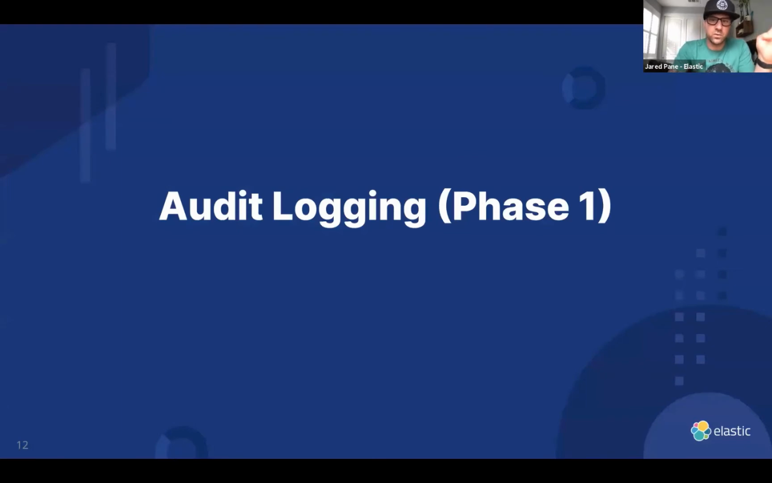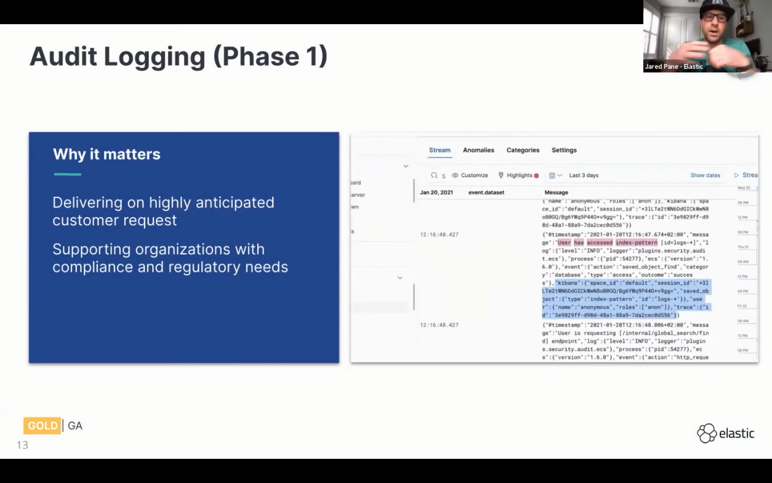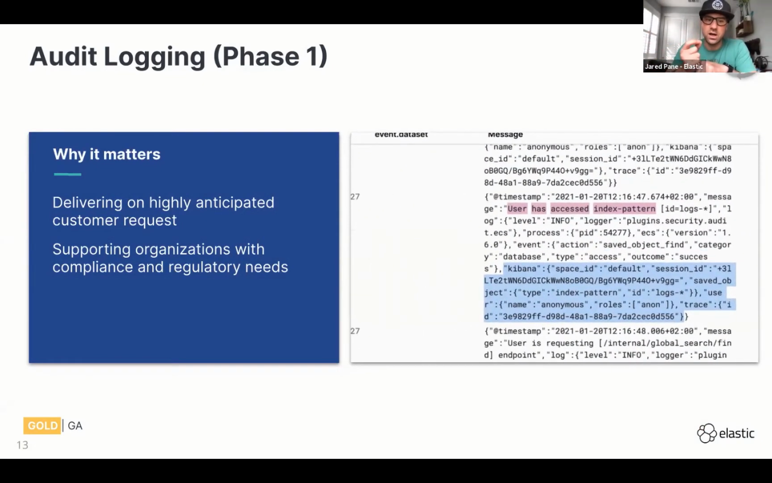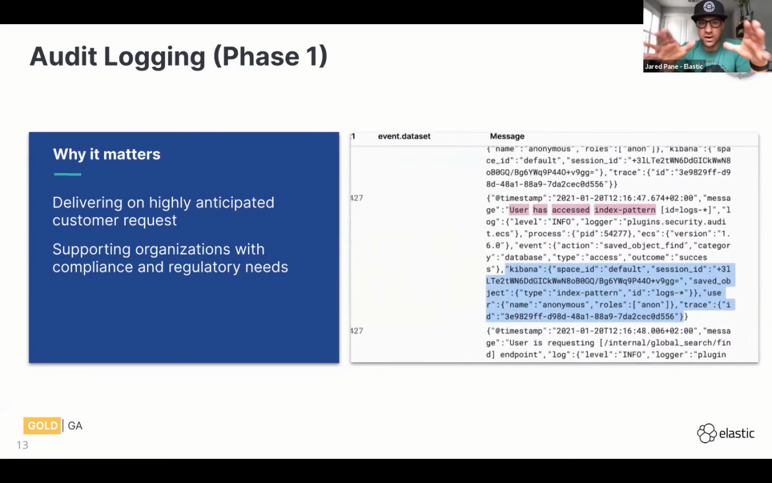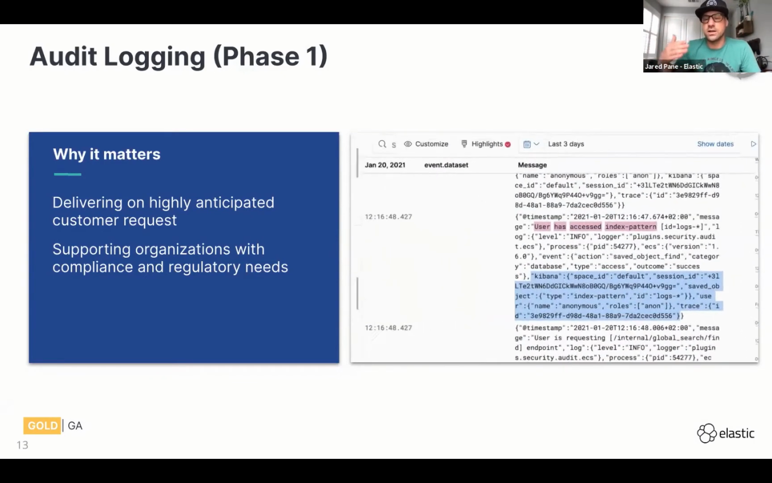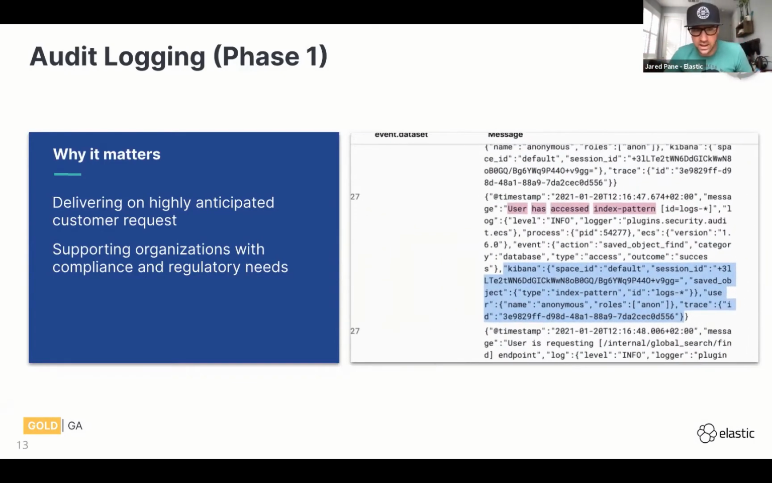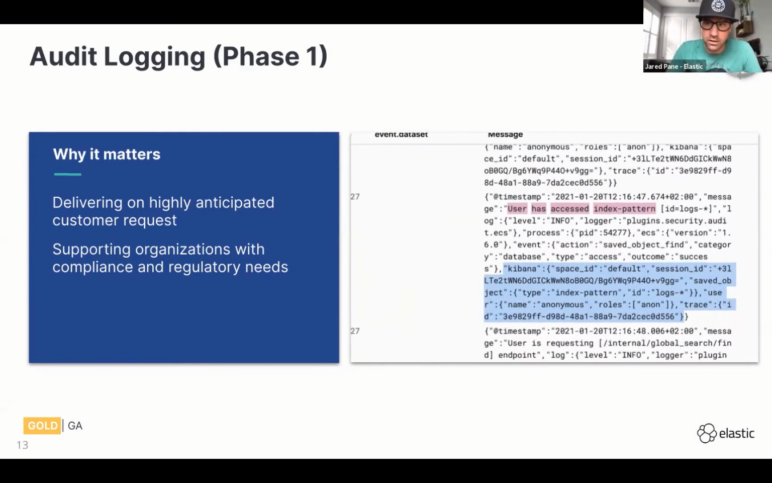Audit logging, phase 1, which would mean there's going to be another phase on top of that, but I can't talk about future features. Let's talk about phase 1 right now. Why it matters, because you can support your organization's compliance and regulatory needs, which means that a specific audit shows a specific user has accessed an index pattern, right? We are going deeper in rebuilding our audit logging phase.